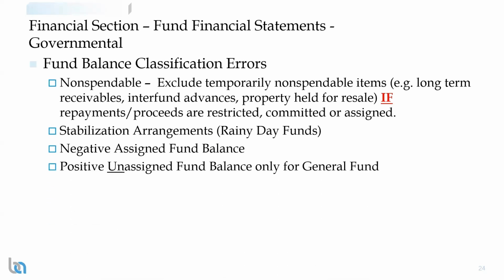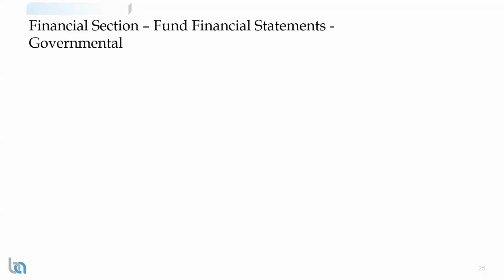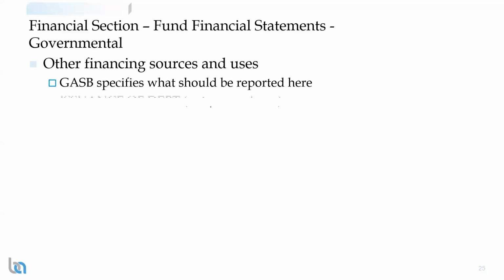And then also, positive unassigned fund balance is only meant to be reported for the general fund. So only the general fund can have unassigned fund balance. Inherently, if you have monies in a capital project fund, inherently by its nature, those monies are at least assigned for a capital project. So they can't be considered to be unassigned. Unless the fund is in a deficit, then you would report this deficit in unassigned.